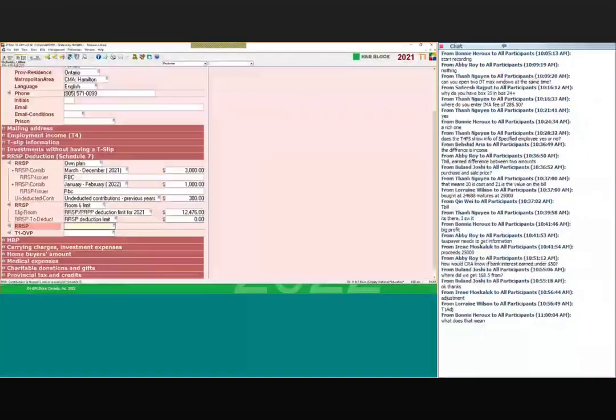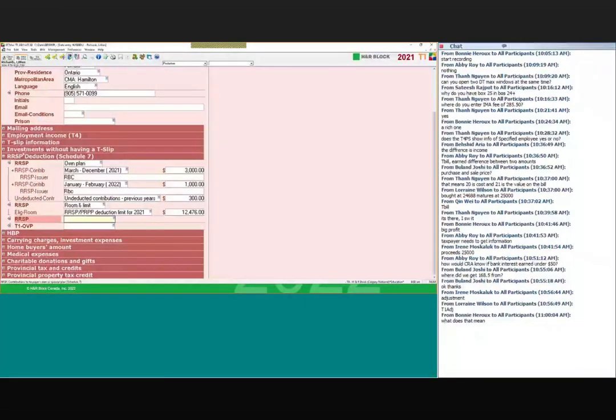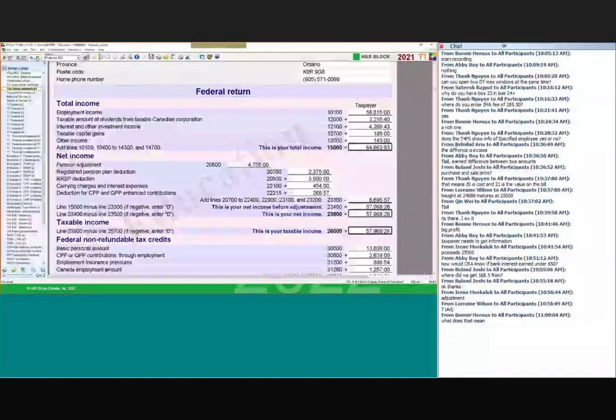If I go back and remove this, because she does want it, there should be a deduction here of $3,600. So you can play around with it, and it does happen. Sometimes people put money in their RSPs and they have relatively low income. You have to report it on the return, but you don't have to deduct it. It's possible, Bonnie, to do that.